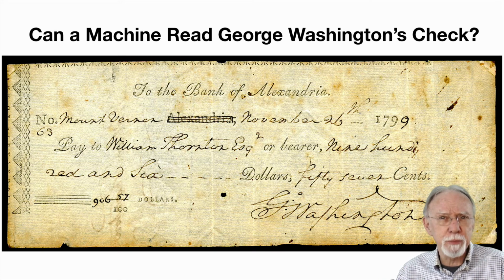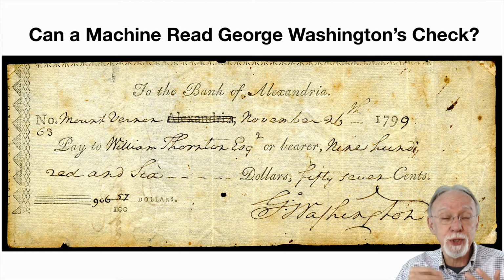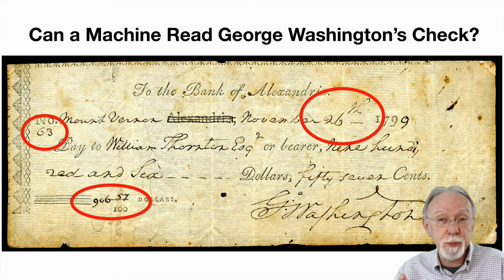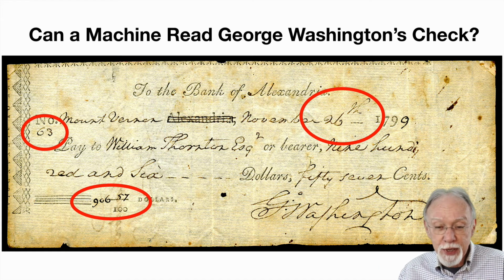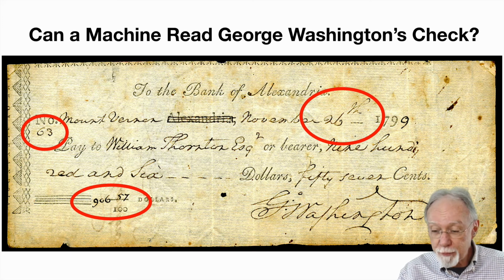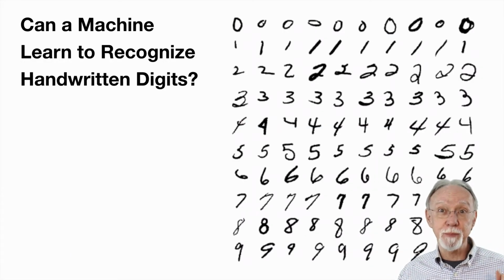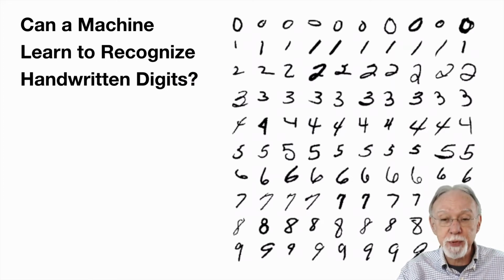How about those numbers? How about reading handwritten digits? Well, this is a real check from George Washington, the real George Washington, and there are a number of instances where he has handwritten with his quill pen handwritten digits. So his 6s look pretty good. The 2, the 9 looks like a G. That 5 and 7 are kind of shaky. Can a machine learn to recognize handwritten digits? Well, look at the variety of them. How could it possibly do that?